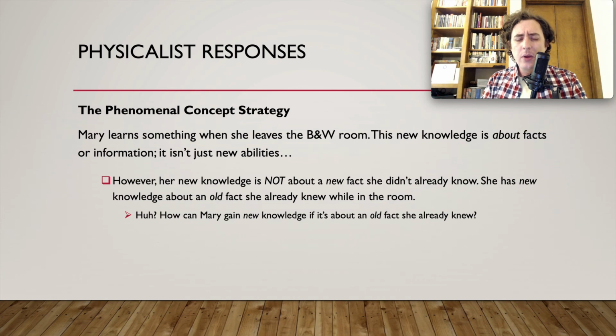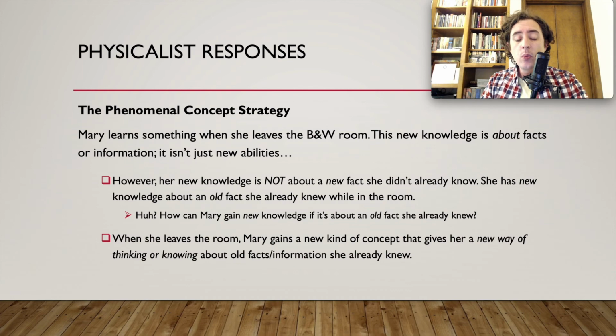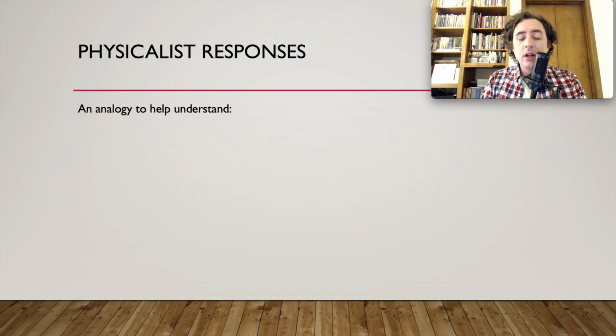You might be thinking, wait, what? Hold on. How can the knowledge be new if the thing she knows is something old that she already knew? The idea is that when Mary leaves the room, she gains a new kind of concept or idea, and because she now has this new concept, she has a new way to think or know about this old fact that she previously knew. Let's consider an analogy to try to explain.